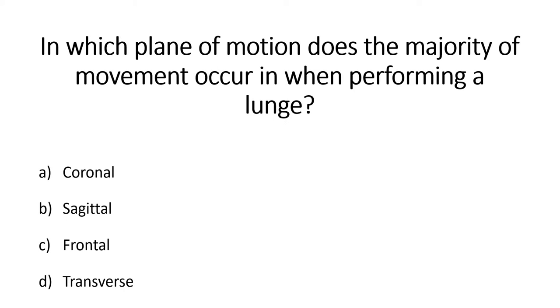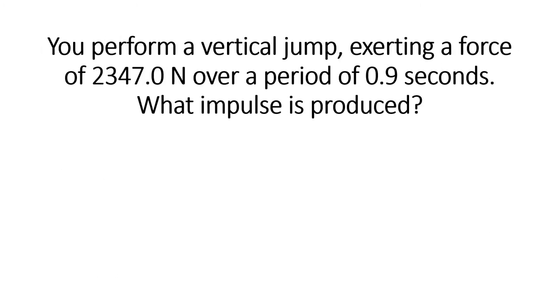Okay, you're going to need your calculator for the next 2 questions, and you have 60 seconds for the next 2 questions. So, you perform a vertical jump exerting a force of 2,347 newtons over a period of 0.9 seconds. What impulse is produced? I should perhaps read how much impulse is produced, but never mind.